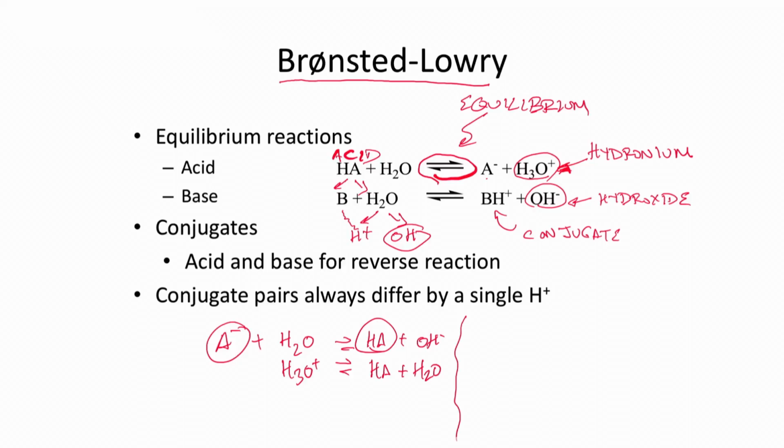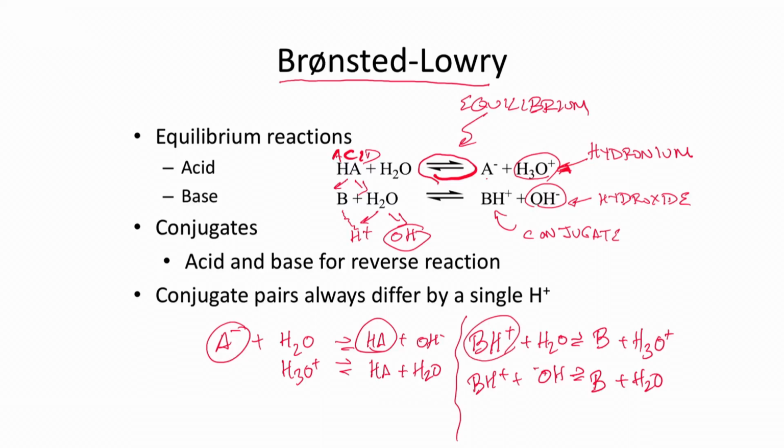I can do the same thing for the conjugate acid of the base, BH plus, right? This could react with water to give me the base again, plus a hydronium ion, or it can react with maybe a hydroxide ion to give me a base plus H2O. Once again, the conjugate acid and the base differ solely by a single H plus ion.